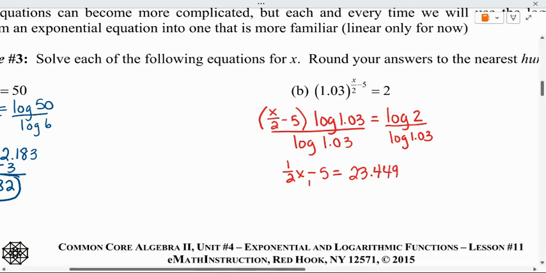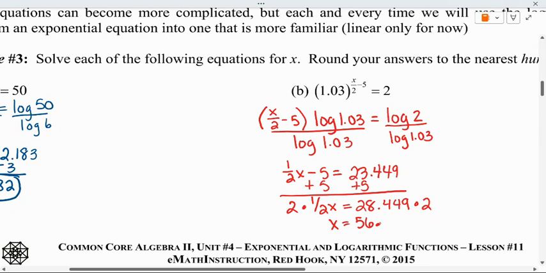Okay. So we have to add 5 to both sides, right? Because we're trying to get x all by itself. So that tells me that 1/2 x equals 28.449. And then we multiply both sides by 2. So x equals 56 point, I think, I can't get rid of that big old honkin' 0 there.